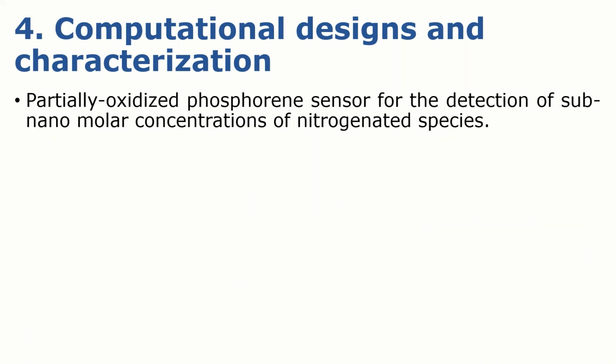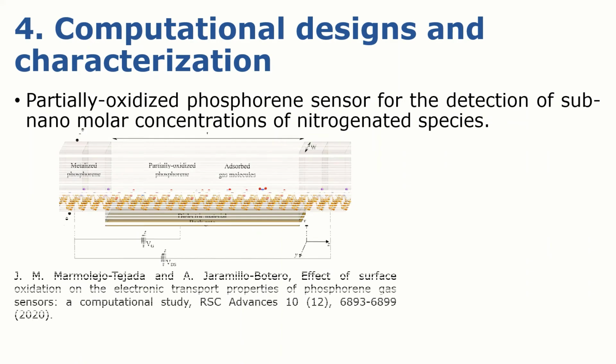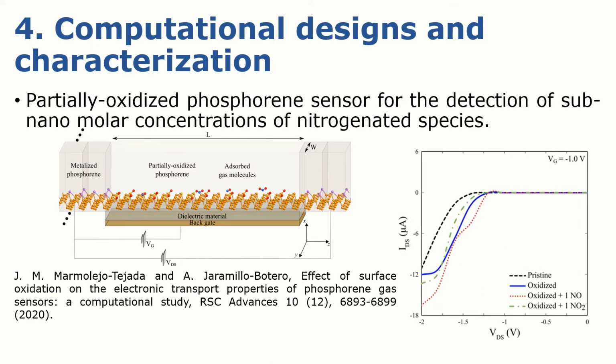For the device calculations, we also use a partially oxidized surface and metal-like electrodes. We observe the black curve for the pristine device and the blue curve for the partially oxidized surface. Then, if we add single NO and NO2 molecules to the partially oxidized channel, we get the green and red curves, showing that both cases have a differentiable electronic signature at these bias conditions.